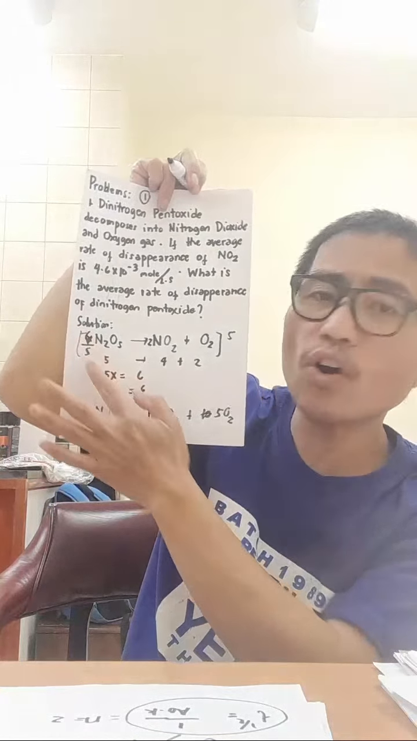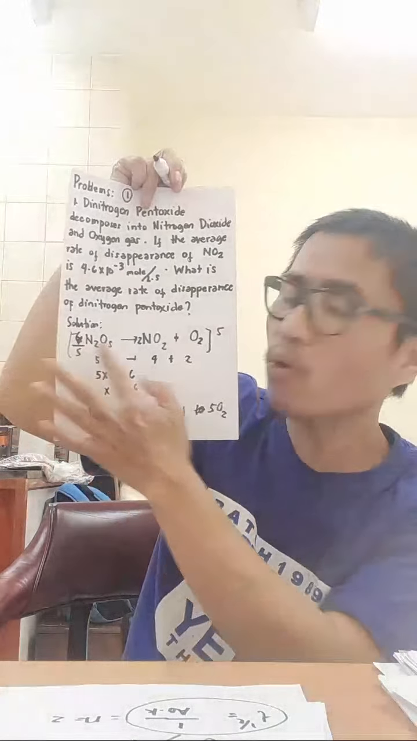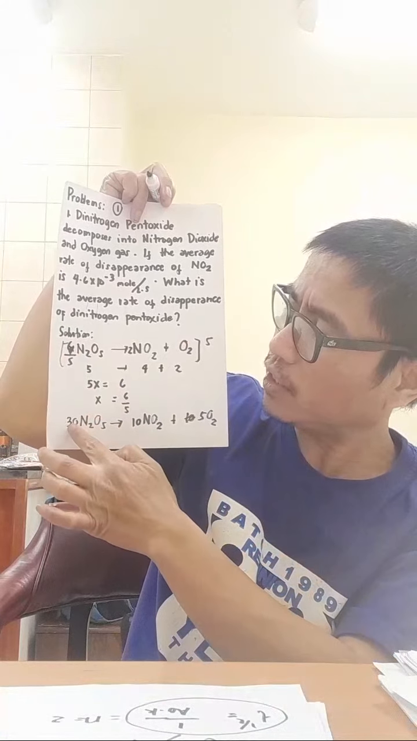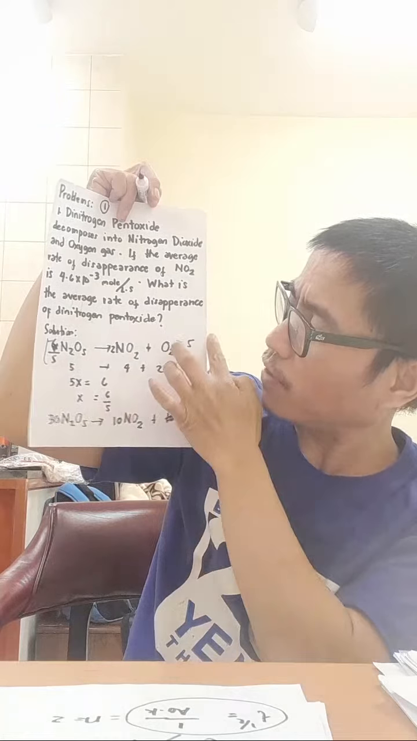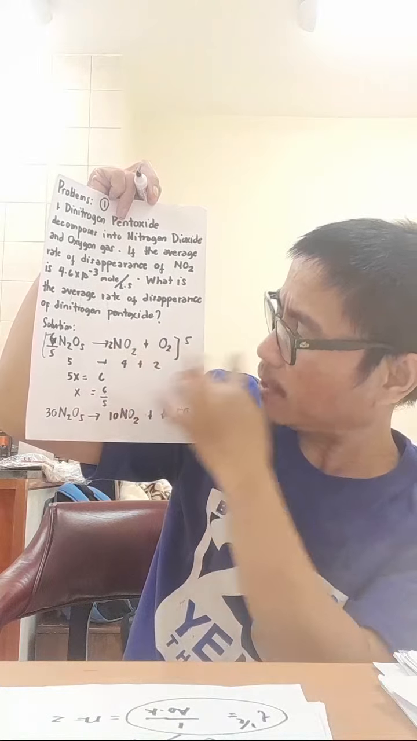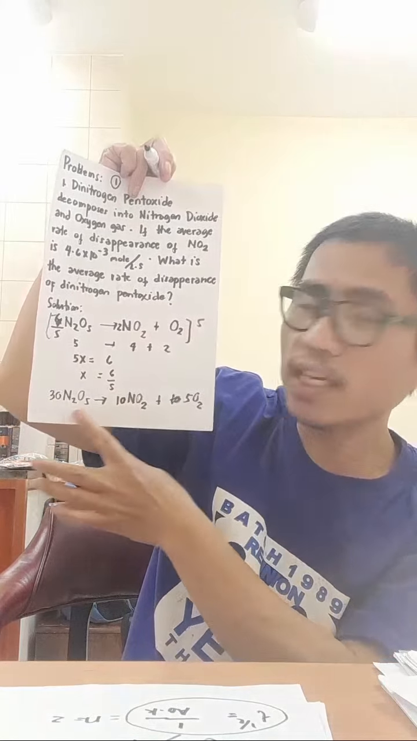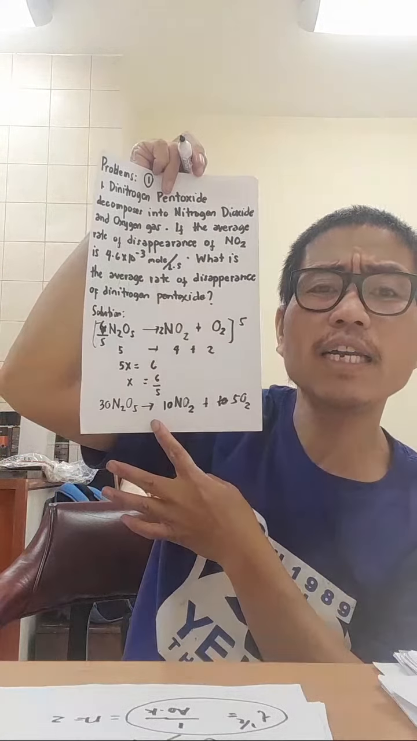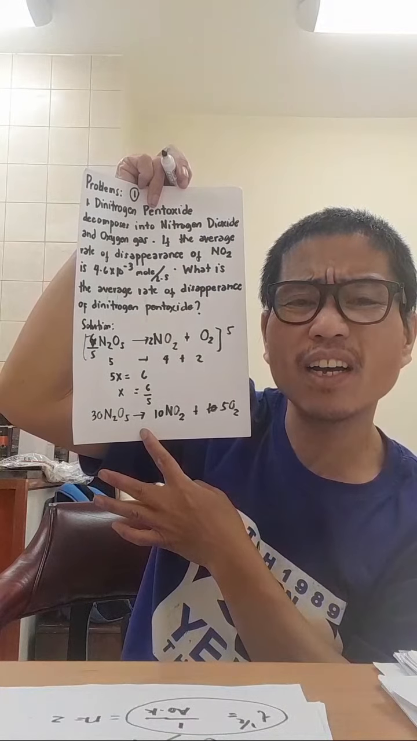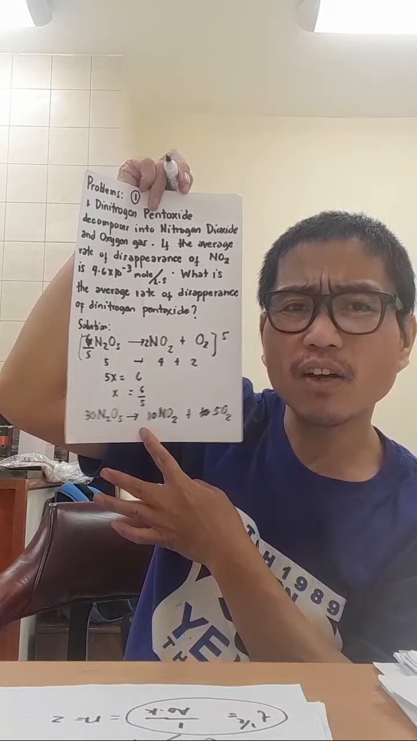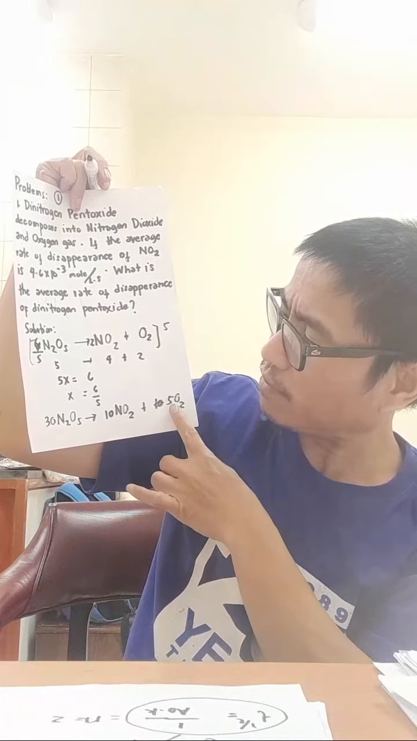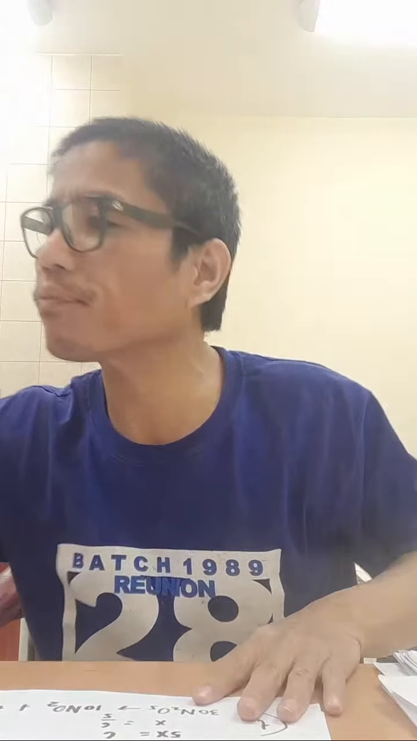Now, since you need to avoid fractions in your chemical reaction, multiply both sides by 5. It will cancel out. It will become 5 times 6, 30 nitrogen pentoxide. And then 5 times 2, 10 nitrogen dioxide plus 5 oxygen gas. Now, what you see here is we need to simplify. Use the least common denominator in mathematics. So, can we divide this by a least common denominator? 30, 10, and 5. So, use 5. Okay, so 5 divided by 30 is 6.